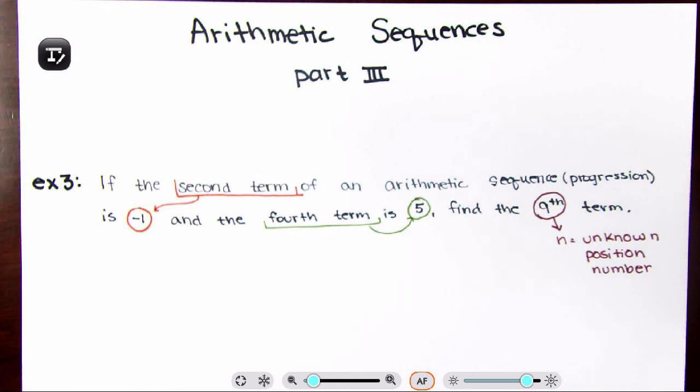We're going to continue with example number 3. If you haven't already watched arithmetic sequences video part 2, go ahead and do that. We did start talking about example 3. We're going to continue that conversation, but you also have example 2 and example 1 in that video.